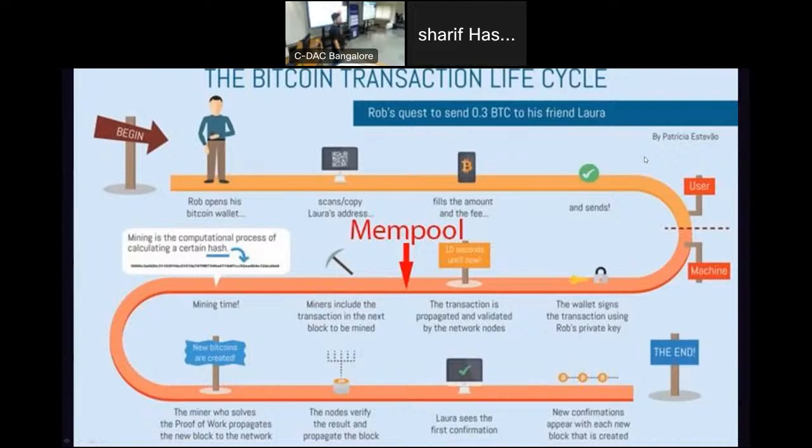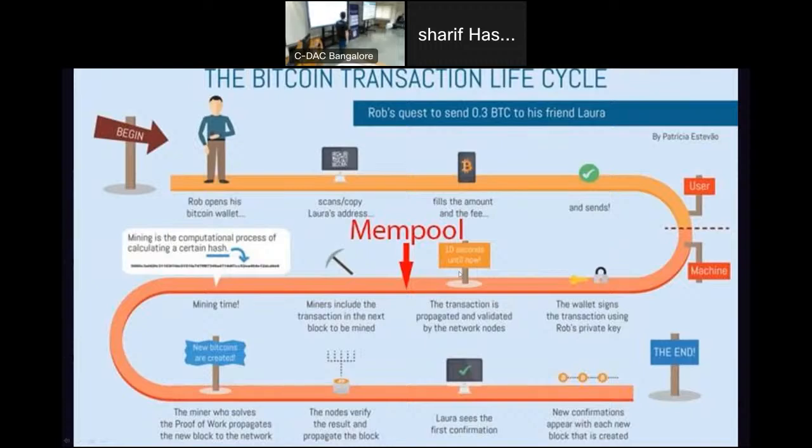So my friend Rob wants to send to his friend Laura 0.3 BTC, Bitcoin. So basically, Rob opens his Bitcoin wallet, right? He scans Laura's QR code. Then he fills the amount and the transaction fee that is required for sending that amount, and then he hits send. Rob's part is done.